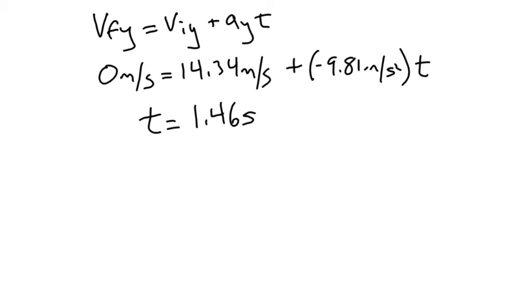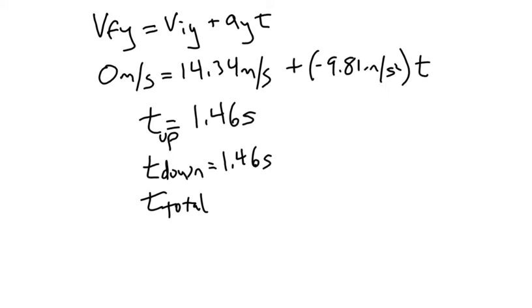Remember that is just t to the apex, so I label it t up. And according to the philosopher Alicia Keys, what goes up must come down. So t down also has to be equal to 1.46 seconds, giving us a time total of 2.92 seconds.